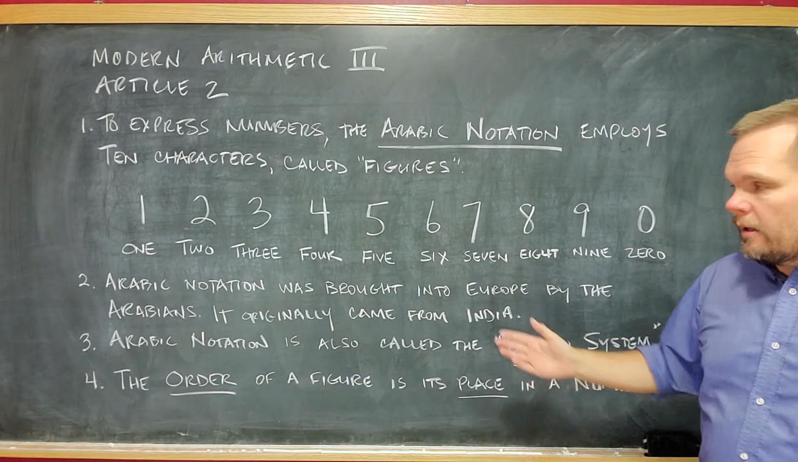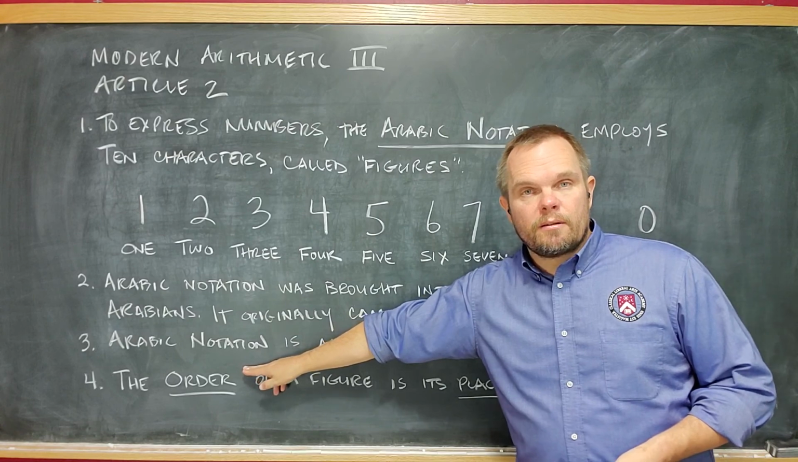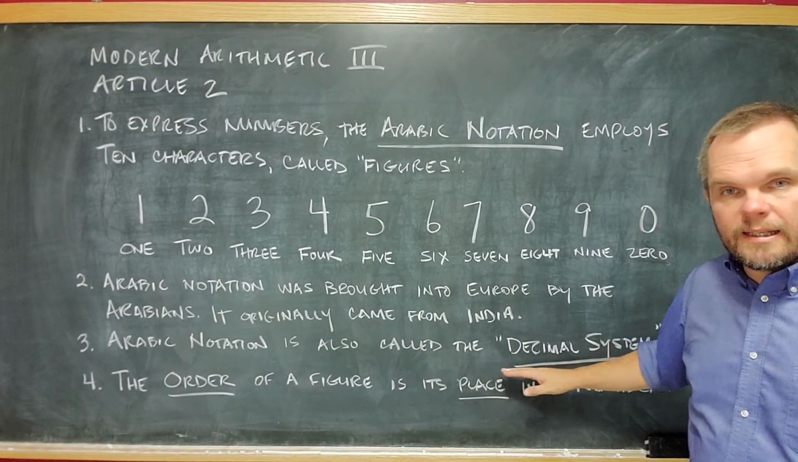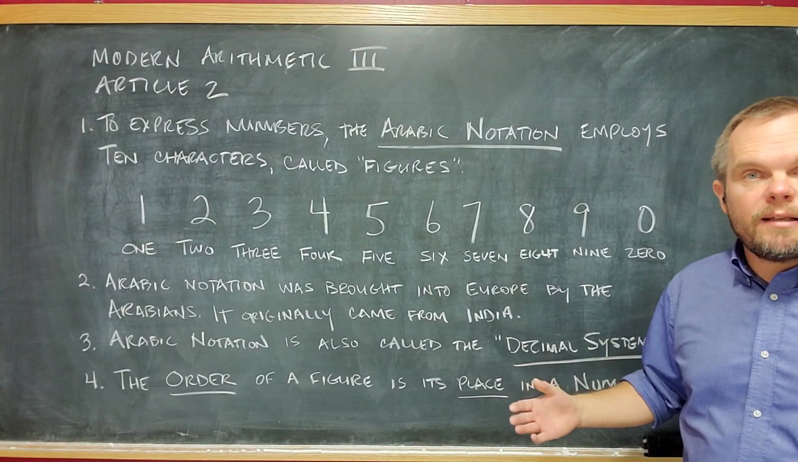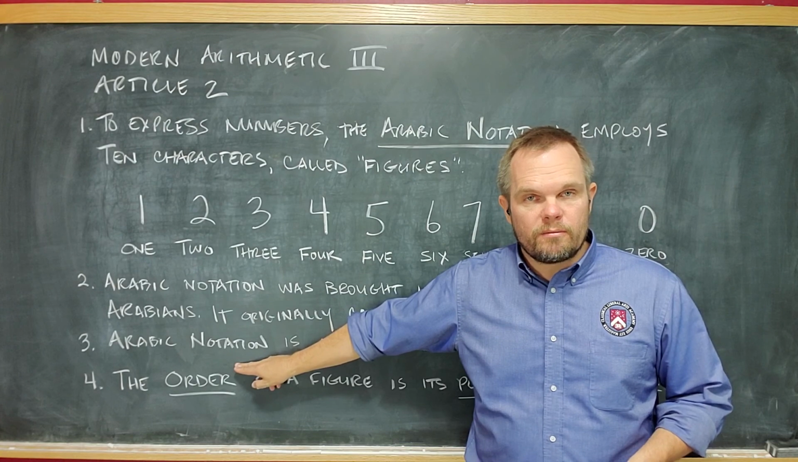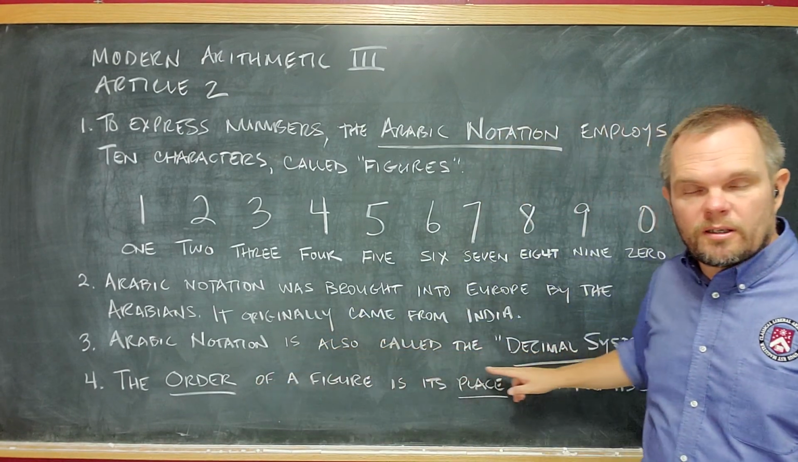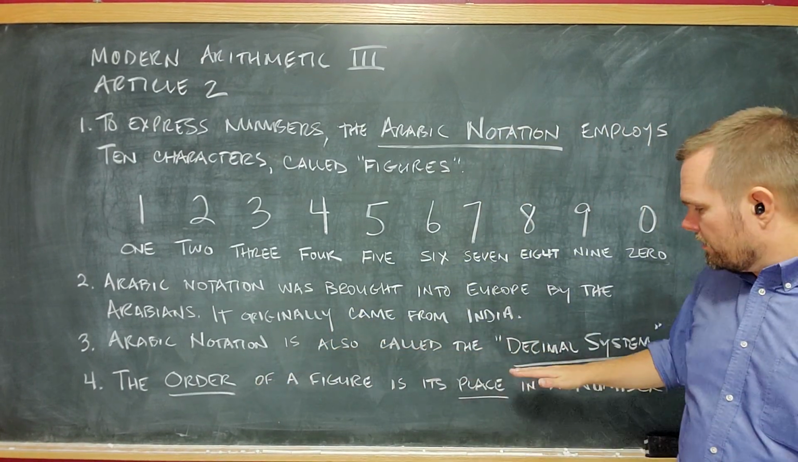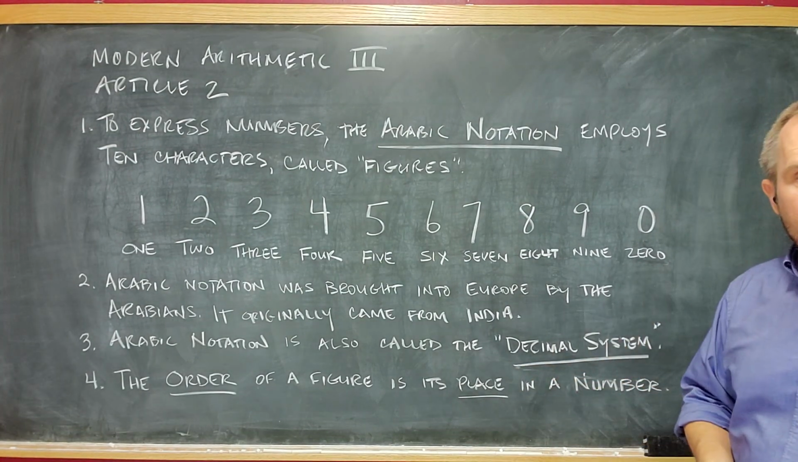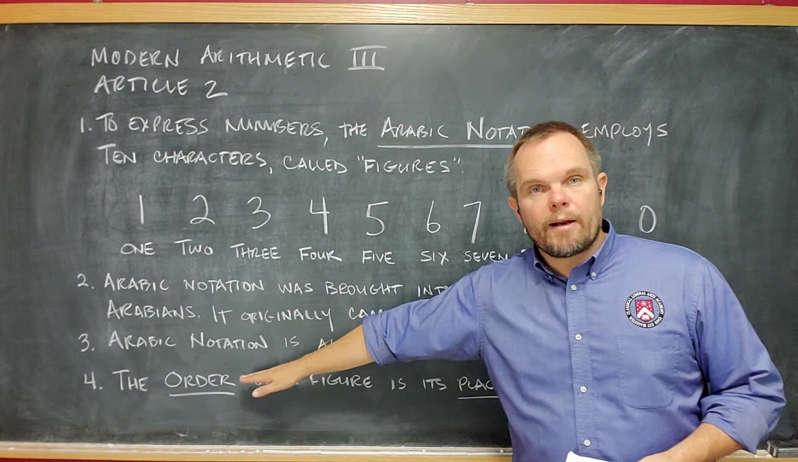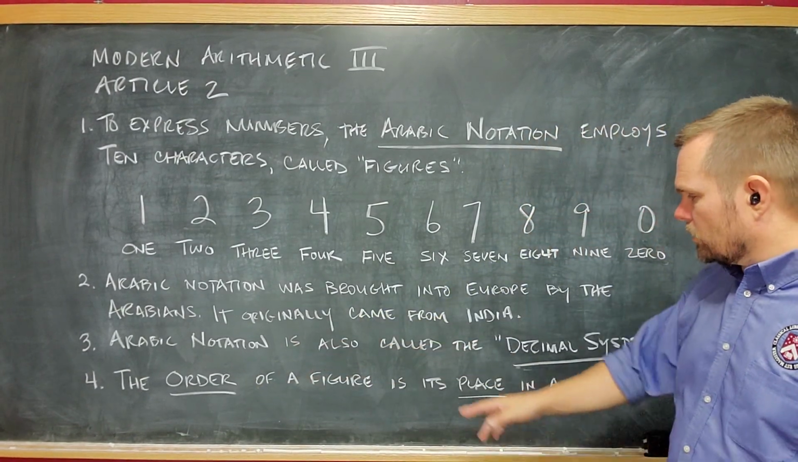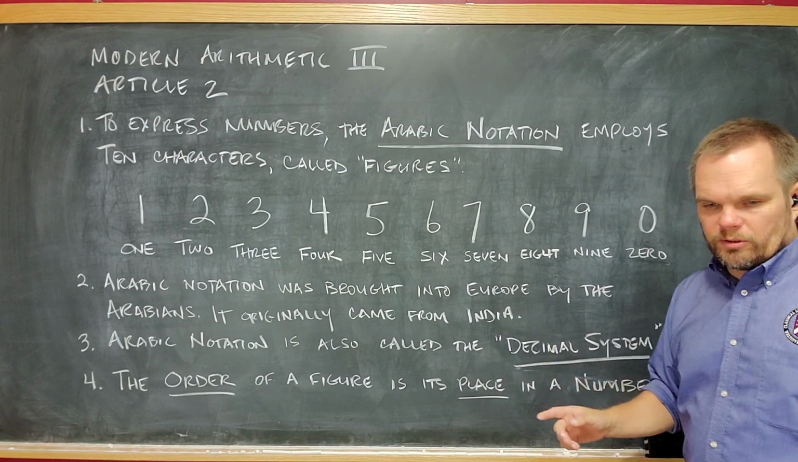Arabic notation and the decimal system are the same thing. The decimal system, if you ever hear that, decimals, it's just Arabic notation. Okay, these two terms mean the same thing. This is a more mathematical or scientific name for Arabic notation. Okay, Arabic notation is also called the decimal system.